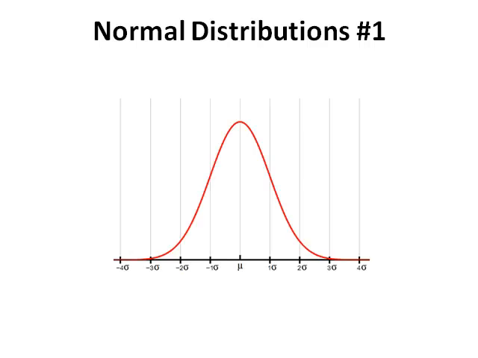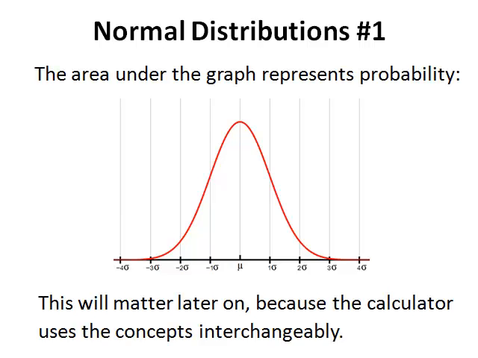Here we start NCEA level 2, normal distributions. Normal distribution looks like that, lovely little curve, and the main thing to realise is that the area under the graph represents the probability of the event occurring in that range. That's going to matter because our calculator uses area as well as probability.